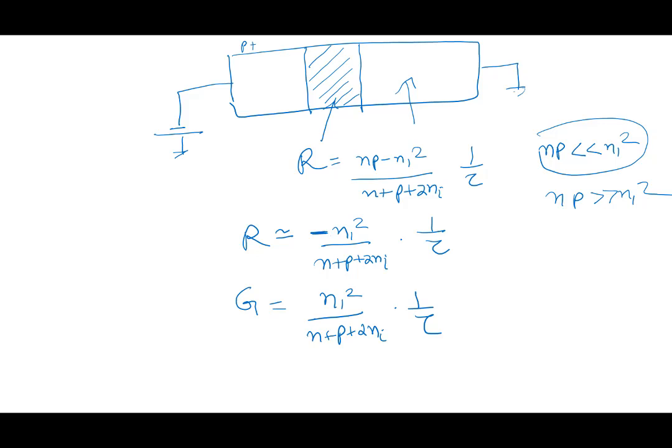That's the generation rate. Now you look at the generation rate here outside the depletion region. Let me call it G out. So G out will be what? If I look outside the depletion region, what is the electron density?